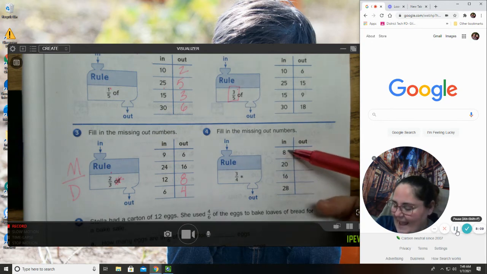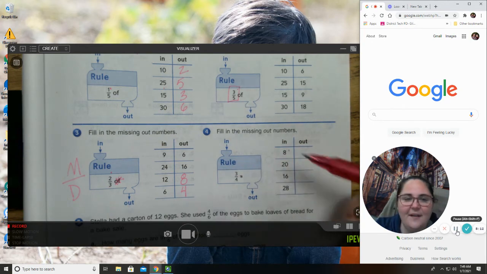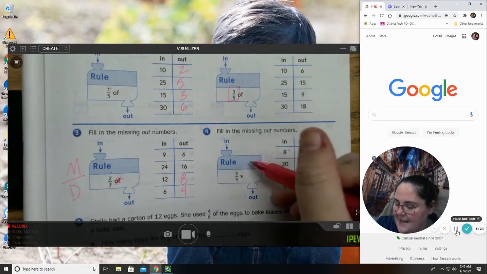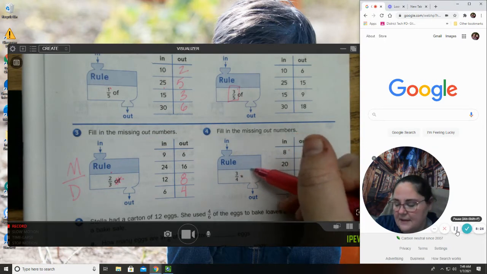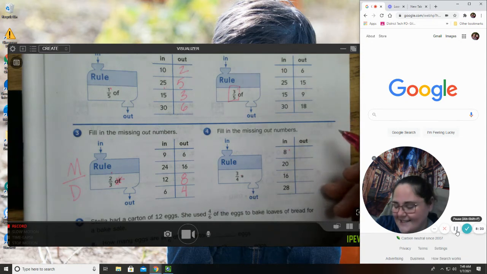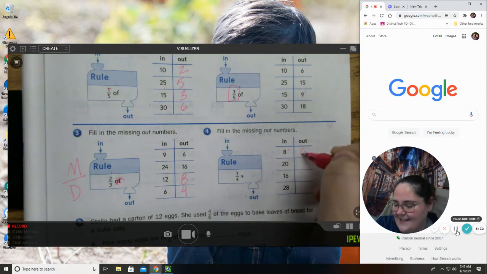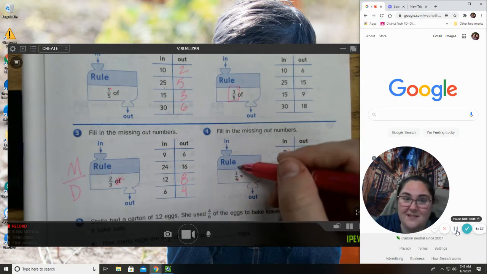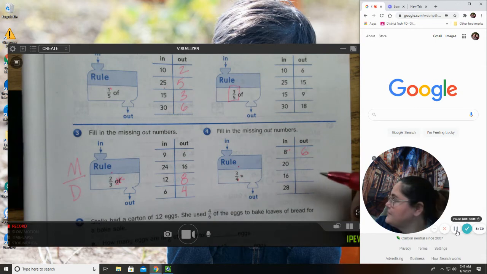All right. So 3/4 of 8. Multiply by the top, divide by the bottom, see if you can find your answer. What is 3/4 of 8? 3/4 of 8. 8 times 3 is 24. Divided by 4 is 6. And let's check just to make sure. 8 divided by 4 is 2, times 3 is 6. That means we did it right.